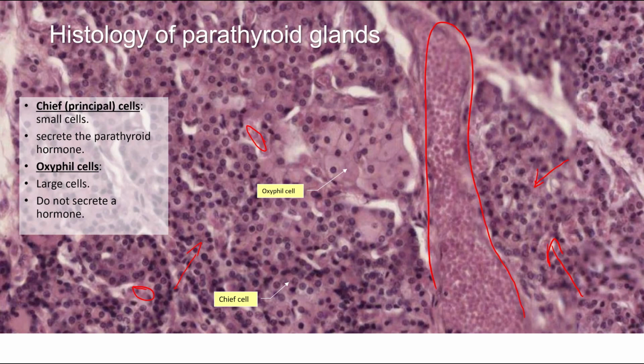The other cells which can be seen here are these large eosinophilic cells. We can see clusters of these cells, called oxyphil cells, and they do not secrete a hormone. Their function is not clear. The parathyroid gland is not controlled by the pituitary gland, unlike the thyroid gland.